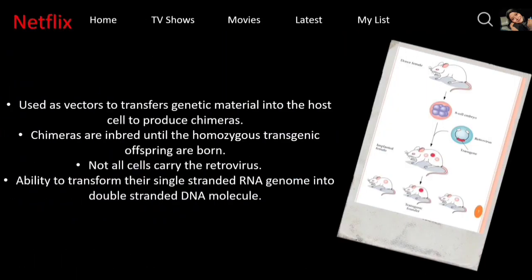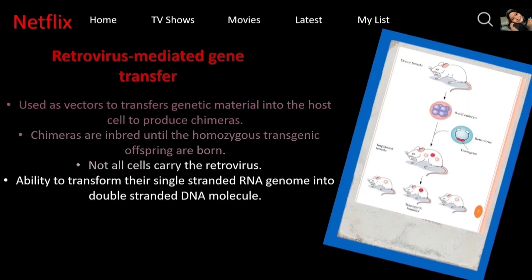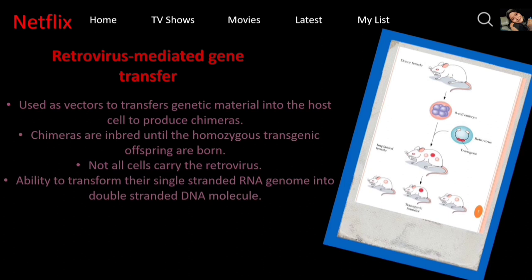Here we go, the last method, retrovirus-mediated gene transfer. Retroviruses are used as vectors to transfer genetic material into the host cell to produce chimeras. Chimeras are inbred until homozygous transgenic offspring are born. The most important advantage of retroviruses is their ability to transform their single-stranded RNA genome into a double-stranded DNA molecule that stably integrates into the target cell genome.